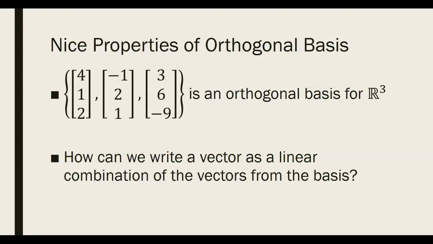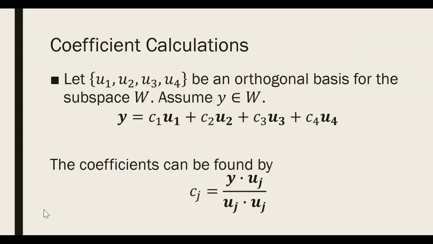Now the interesting part about an orthogonal basis is what happens when I write a vector as a linear combination of vectors from the basis. Specifically, if I have an orthogonal basis for some subspace W, then I can write any vector in W as a linear combination of those basis elements.